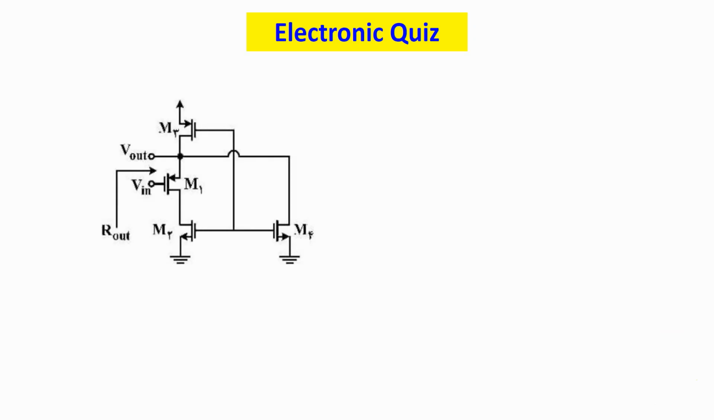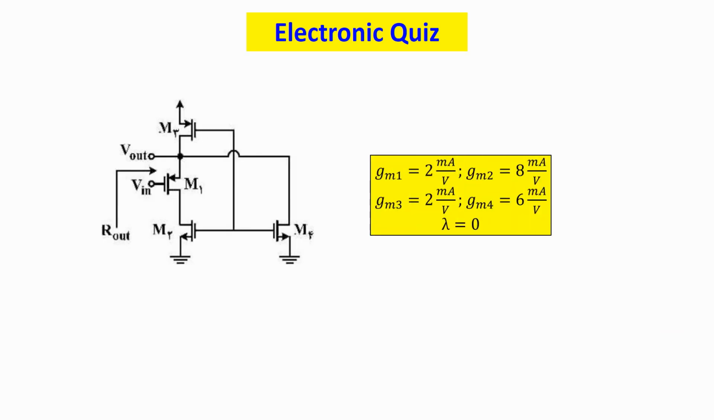This is Ehsan, and in today's video we're going to look at another electronic quiz. Here it's our circuit with MOSFET transistors, and we're looking at Rout. We're going to calculate Rout in this circuit, and here these are our assumptions for transconductances of these MOSFET transistors. And be careful, lambda is equal to 0, which means that we're going to neglect the channel length modulation.